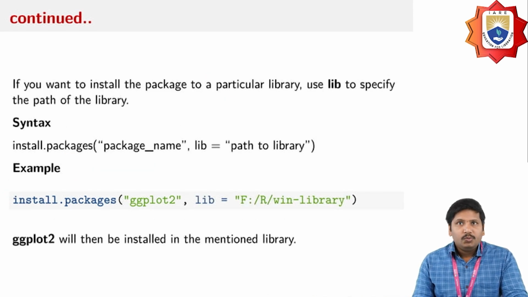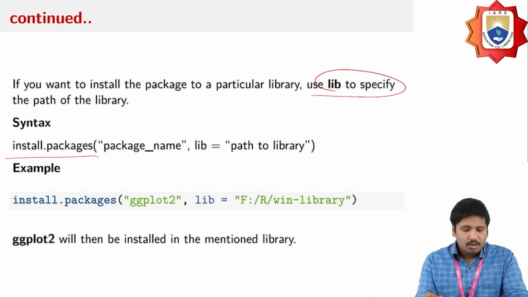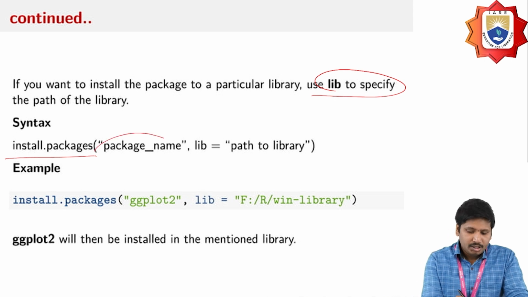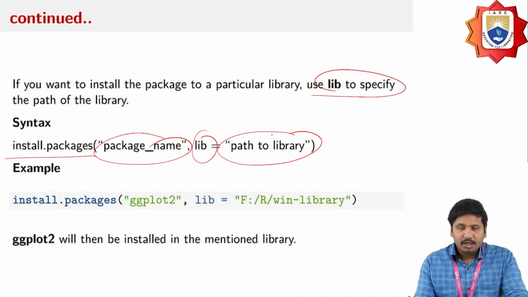So if we want to install a package to a particular library, I have to make use of the lib command to specify the path of the library. The syntax is install.packages, where I have to mention the package name and the library, the path to the library. So this is the syntax for installing packages in a particular library.